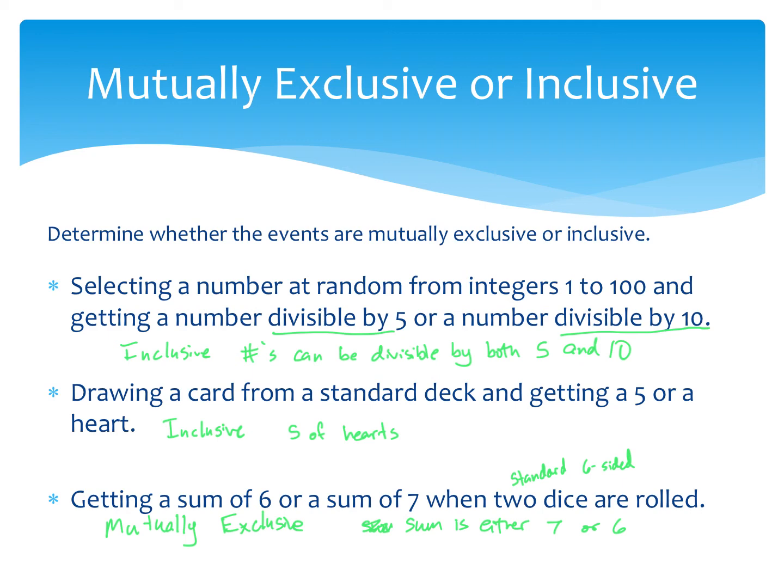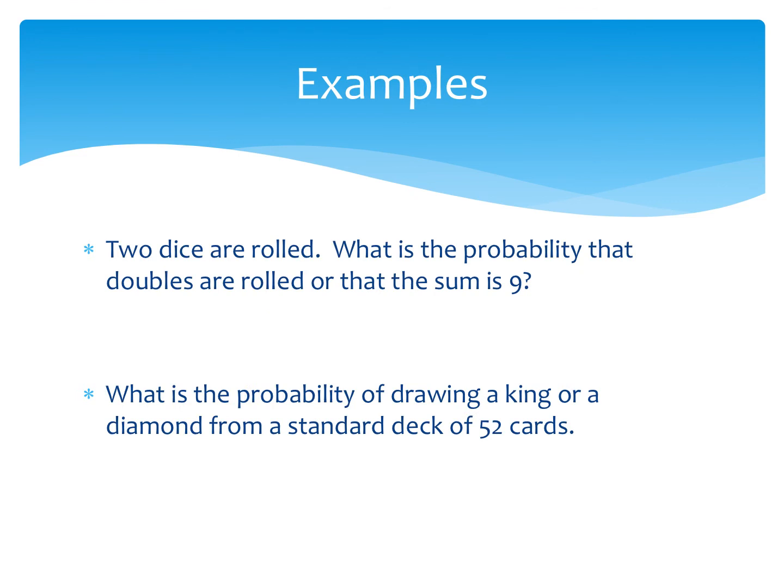So that's kind of how you start off the problem. Once you figure out whether it's mutually exclusive or inclusive, then you can use your two equations and solve for the actual probability. So let's go to this slide. First problem: two dice are rolled. What is the probability that doubles are rolled or that the sum is 9? So doubles are rolled or the sum is 9.